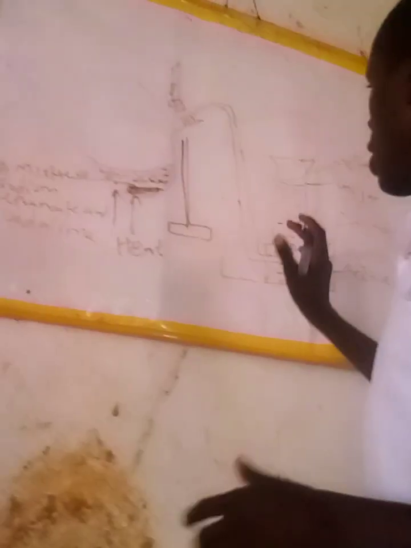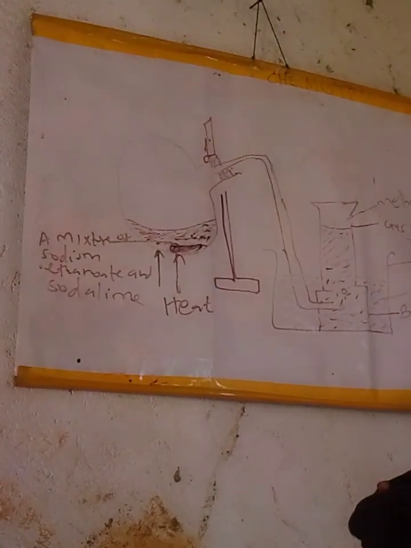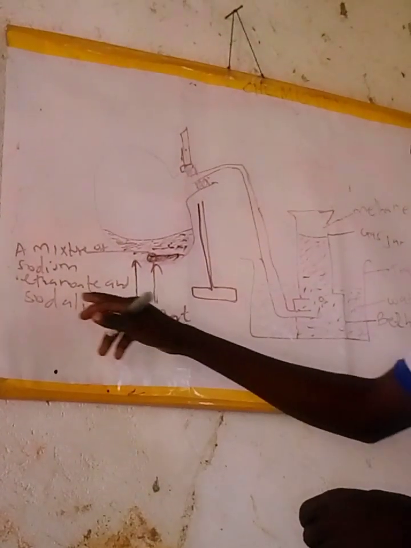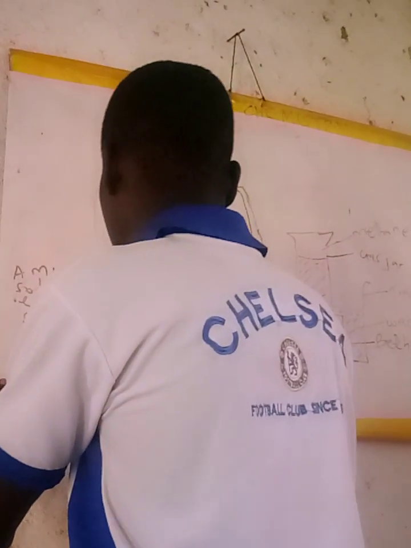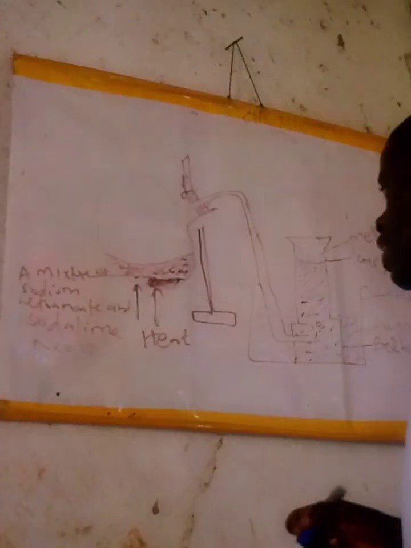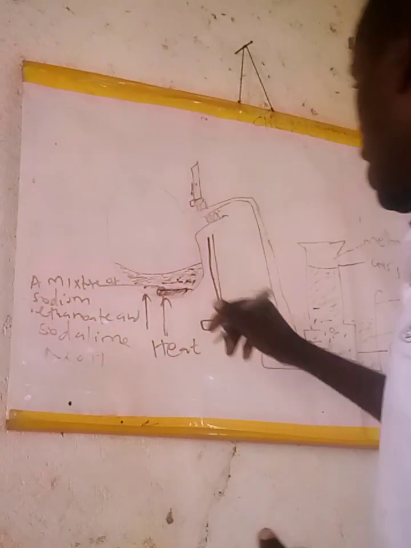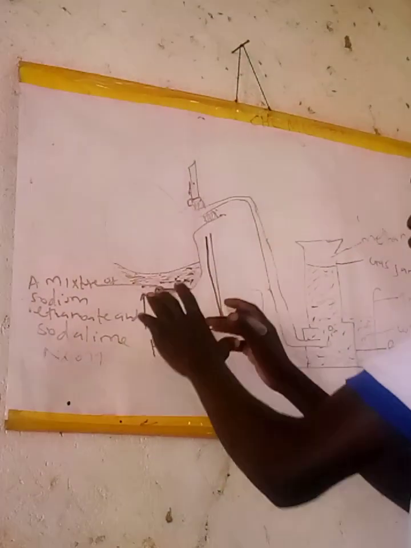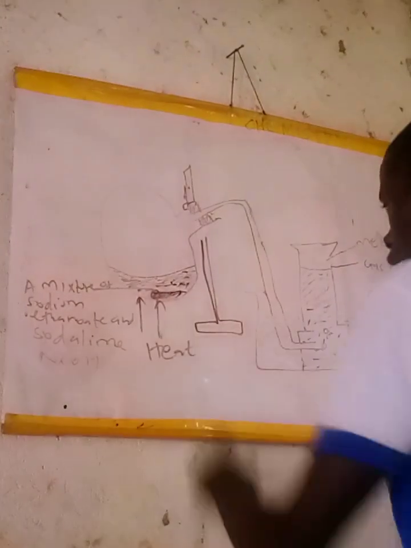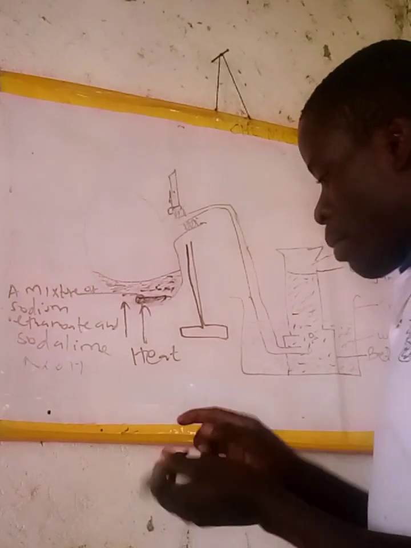So we have a setup here. Here is the preparation of methane. Methane is prepared by the reaction of sodium ethanoate and soda lime. Soda lime is sodium hydroxide. So we normally have heat. This is a flask, a round bottomed flask. You might be asked about this apparatus that is used. So we mix this soda lime, that is sodium hydroxide, and sodium ethanoate to prepare methane. This is the preparation of methane.